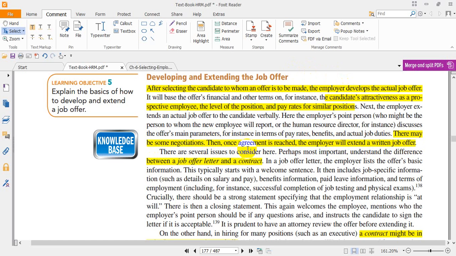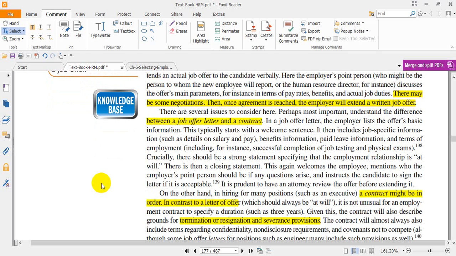There are several issues to consider in a job offer. Perhaps most important, understand the difference between a job offer and a contract. In a job offer, the employer lists the offer's basic information.